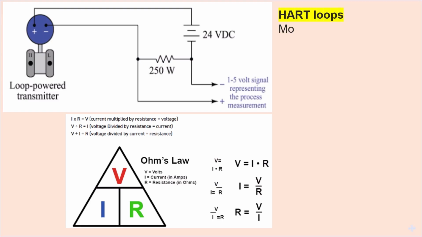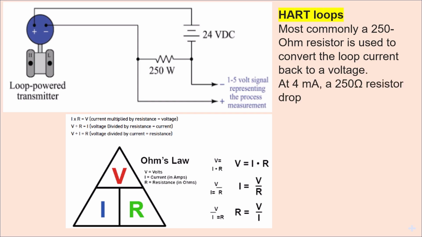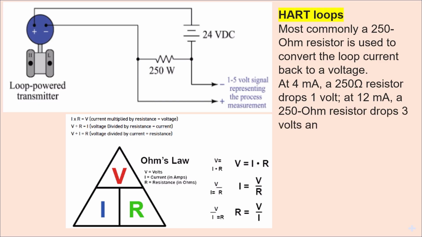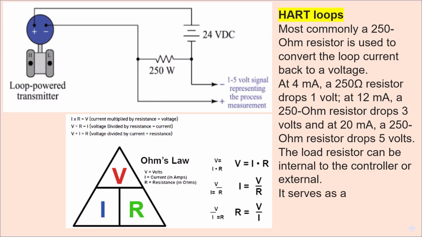HART loops. Most commonly, a 250 ohm resistor is used to convert the loop current back to a voltage. At 4 milliamps, a 250 ohm resistor drops 1 volt. At 12 milliamps, a 250 ohm resistor drops 3 volts. And at 20 milliamps, a 250 ohm resistor drops 5 volts. The load resistor can be internal to the controller or external. It serves as an aid to get the signal back for the HART communicator.